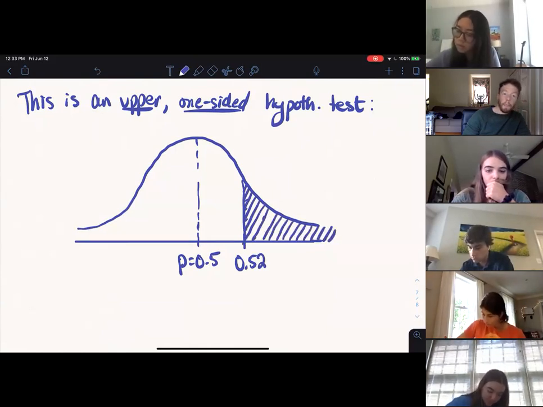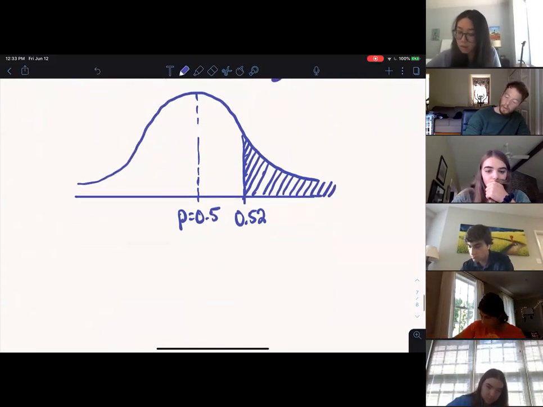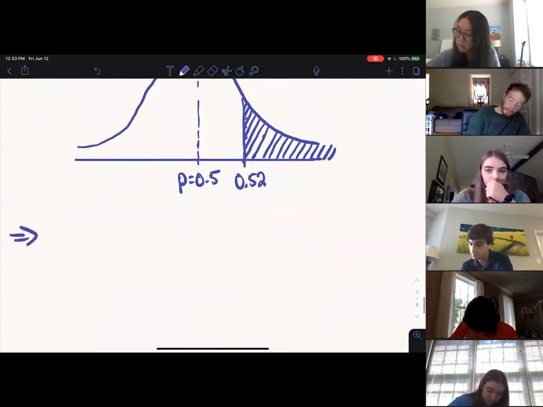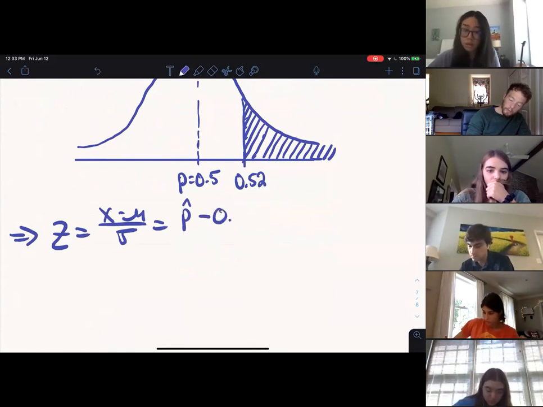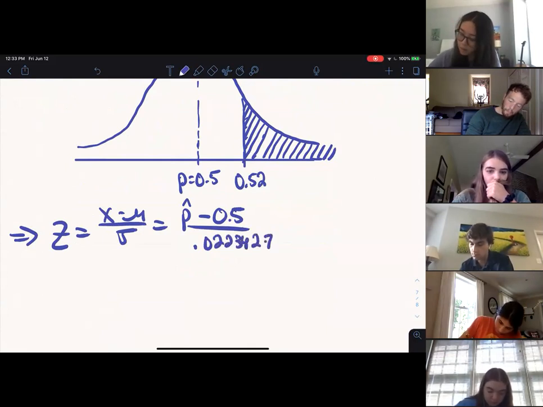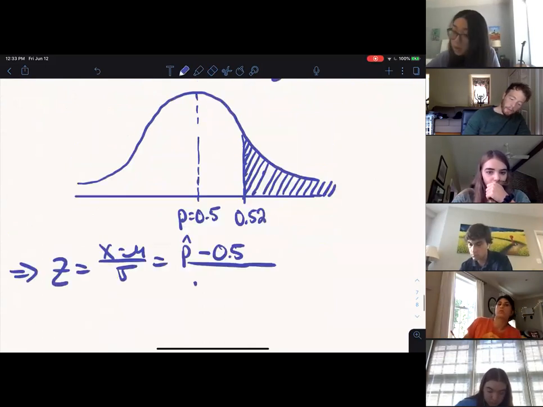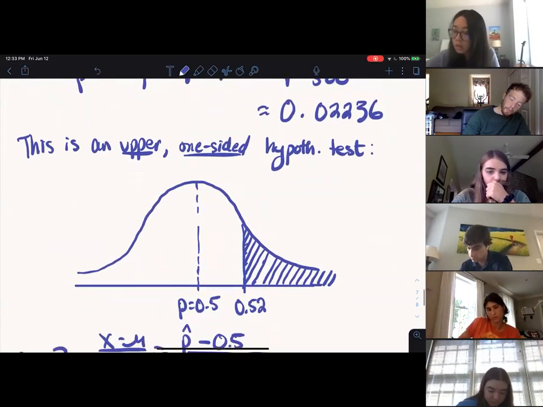Okay? So to do this, we calculate our z-score, which is just what it always is, x minus mu over sigma, which here is equal to our observed sample proportion minus our null value over our standard error. Oop, that's not the right standard error, my bad. What did I say standard error was? 0.02236.